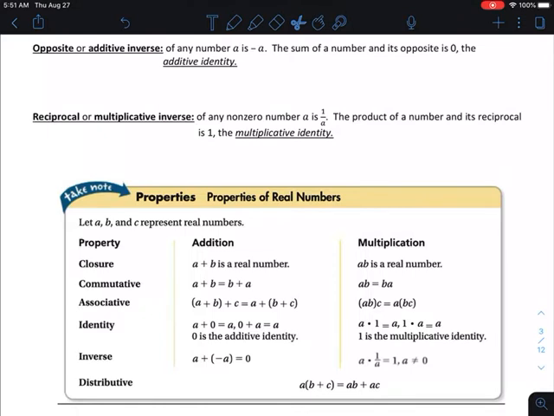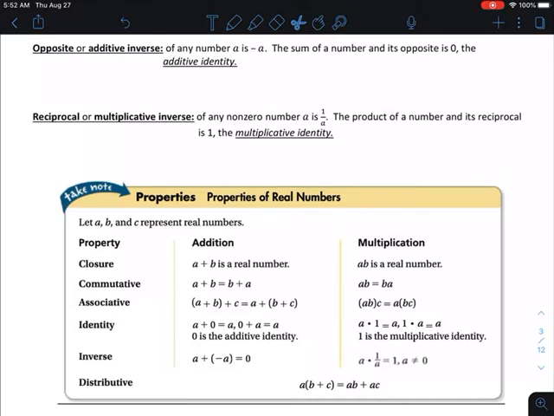In addition, it has a plus b is a real number. Closure meaning if you add a real number with a real number, you get a real number. For multiplication, ab or a times b is a real number. If you take a real number and multiply it by a real number, you end up with a real number. That's the closure. Closure meaning you can't get out of being a real number. It doesn't become some other type of number.